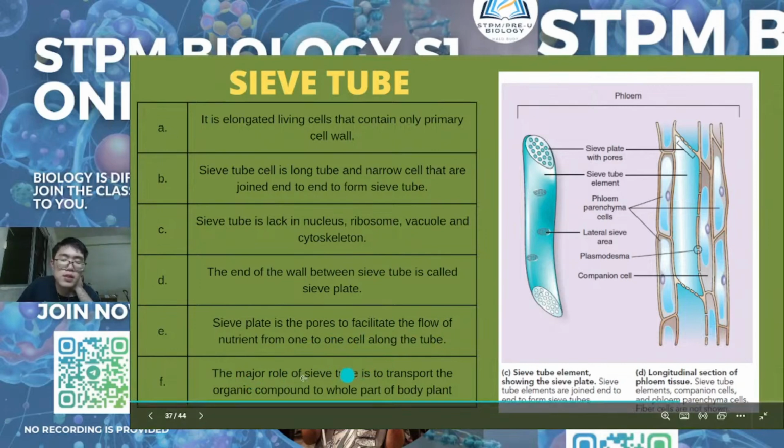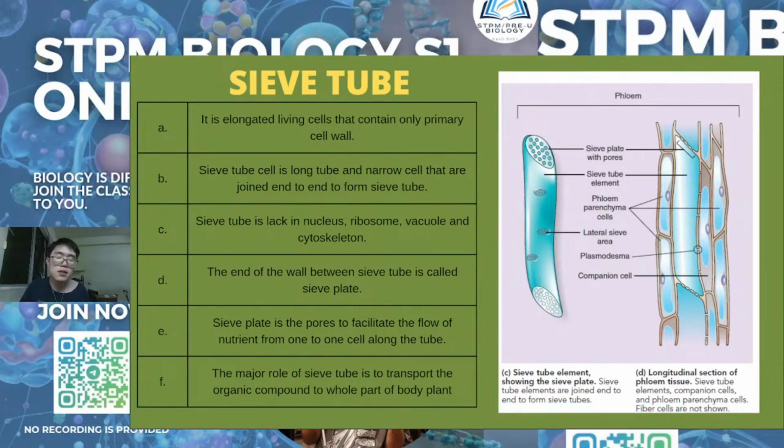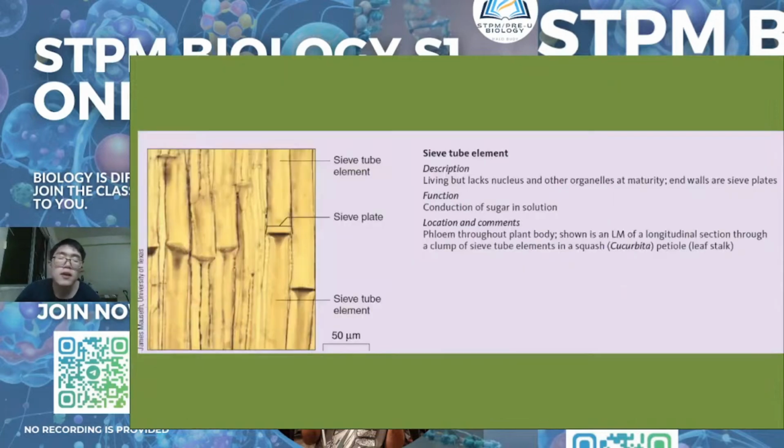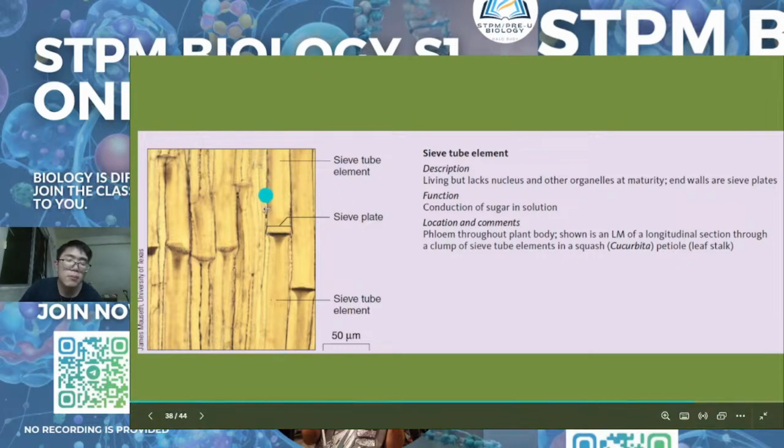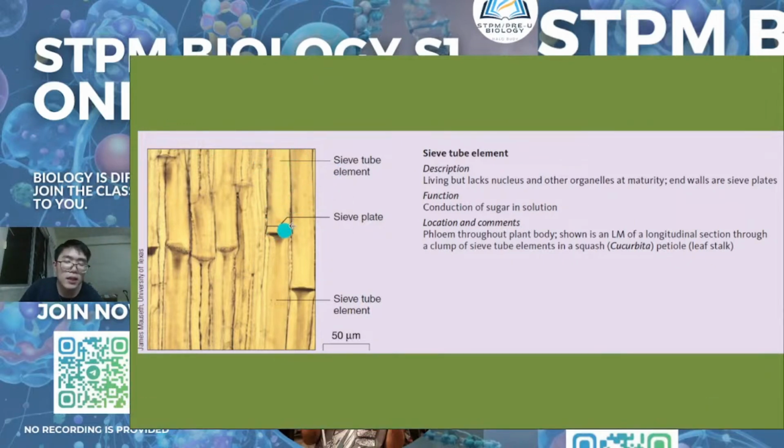The major role of the sieve tube is to transport organic compounds to all parts of the plant. So the xylem transports water, and the xylem vessel transports water and mineral ions. The sieve tube transports organic compounds, like glucose molecules and other organic compounds, sucrose, galactose, all these. Okay, so these are the phloem functions, sieve tube. So you see here, see this structure. The sieve tube elements are arranged like this, rectangular shape, long and narrow, and at the end of the tube there is the sieve plate.